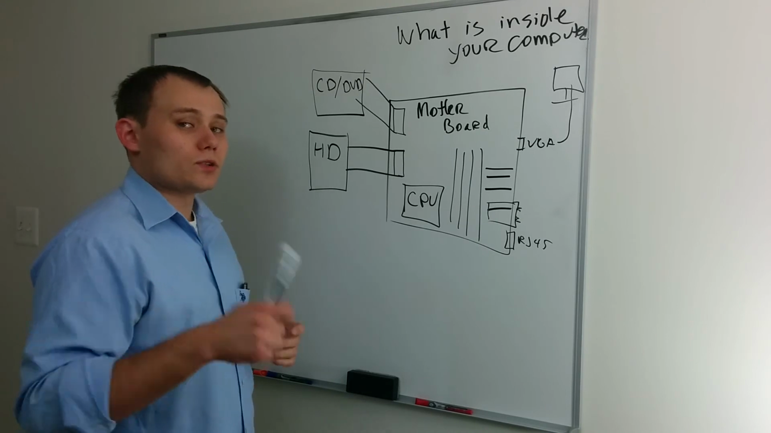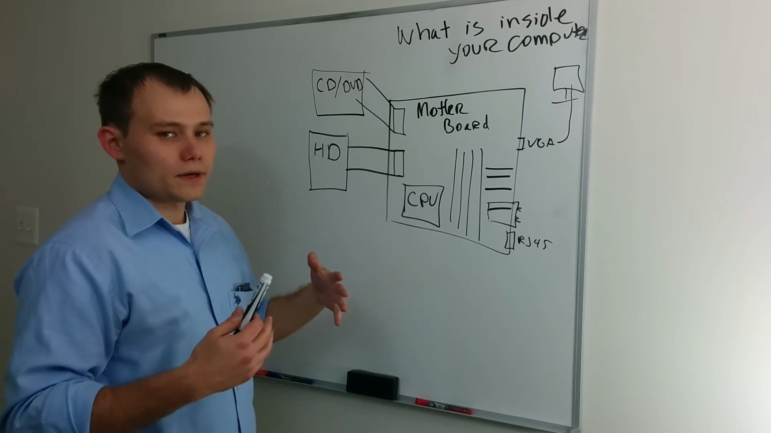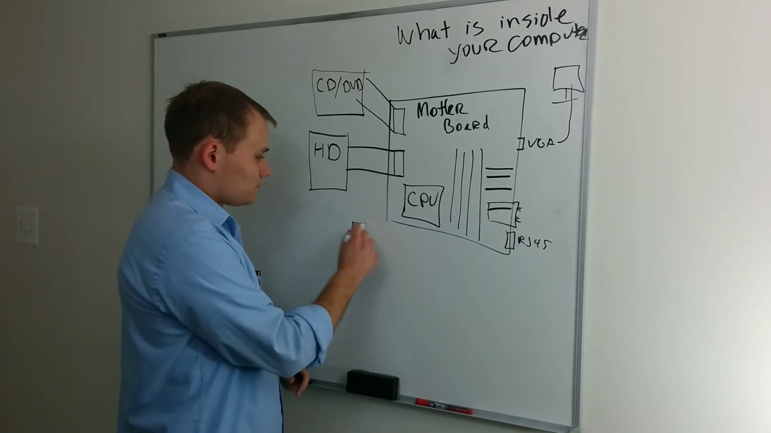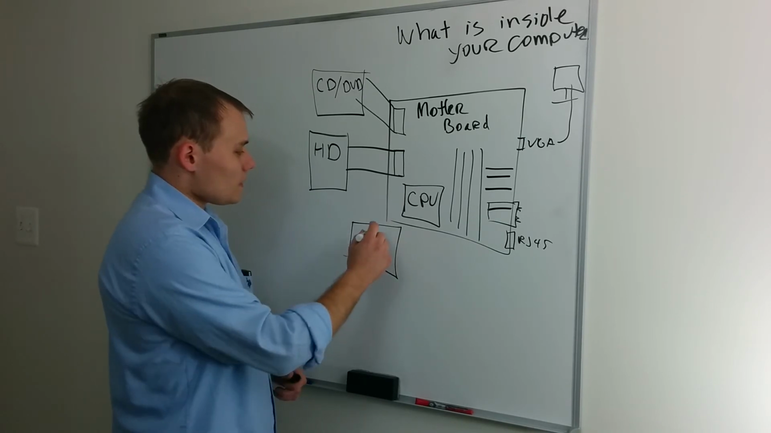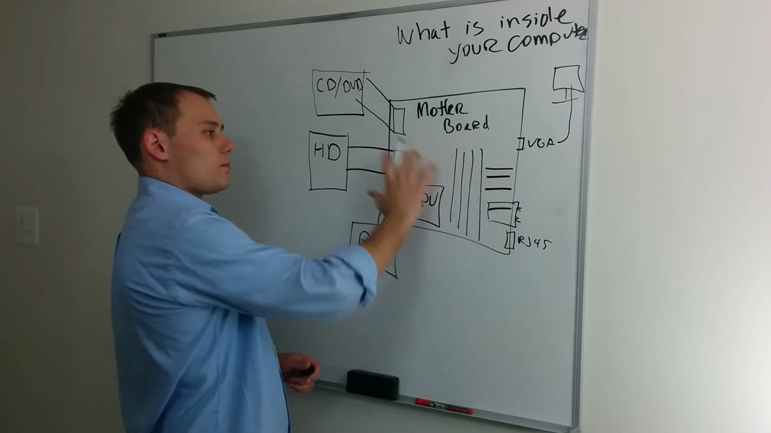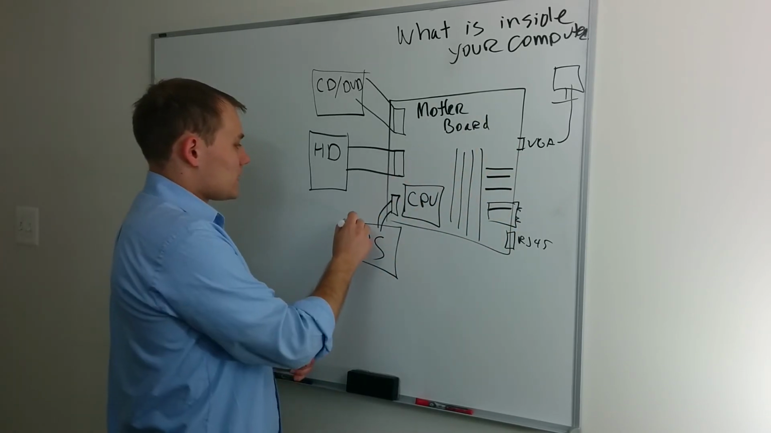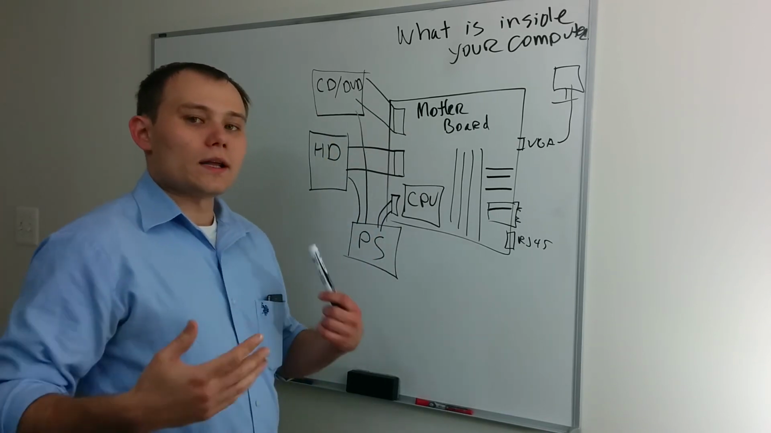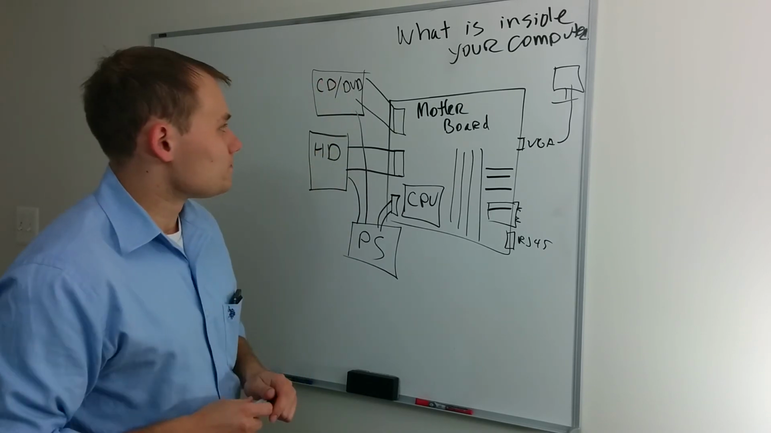Now, you should be asking yourself something. Well, what powers all this, right? Exactly. There's another component, it's called the power supply. The power supply plugs into the motherboard to power up all the circuitry, right? But then it also plugs into things like your hard drive or your CD-ROM drive. Stuff that does require a lot of power because they do need to spin the disks and the drives.